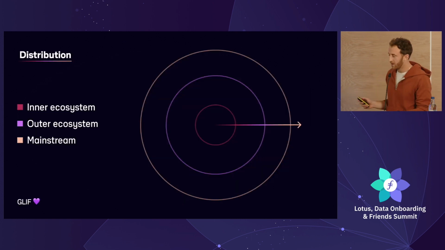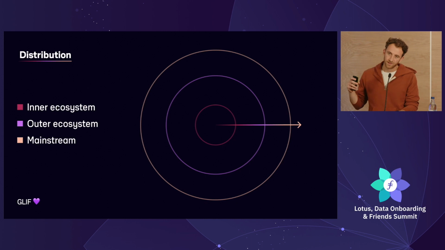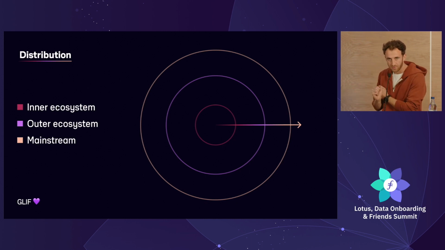So in terms of distribution, I like to think of it as 3 stages. There's the inner ecosystem growth, which basically means how can we get GLIF and our tools like our wallet or our Explorer or our multisig into the hands of more people who are already involved in the Filecoin ecosystem? That is an important question, and it's easier to do.